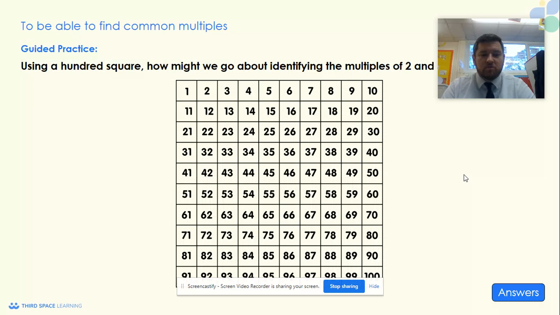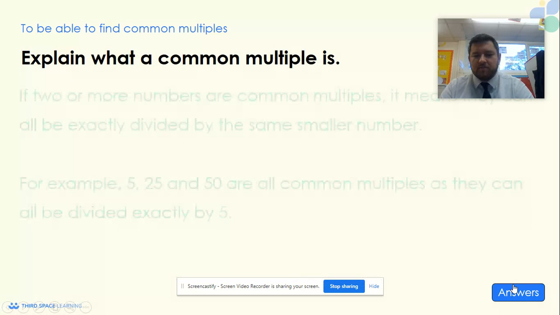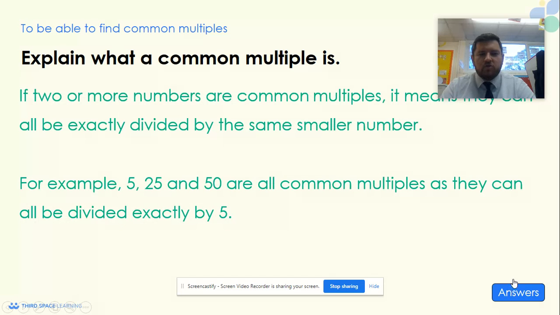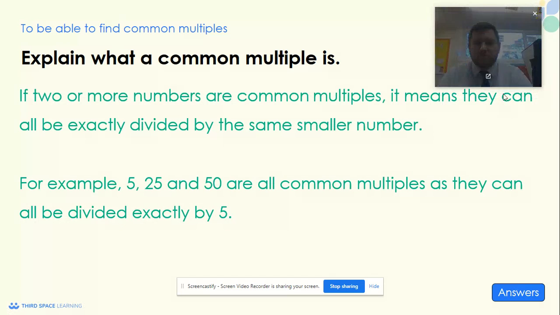So, what is a common multiple? If 2 or more numbers are common multiples, it means they can all be exactly divided by the same smaller number. So 18 from before can be divided by 2 to get 9, or it can be divided by 3 to get 6. So it is a common multiple of both those numbers. Here we have another example. 5, 25 and 50 are all common multiples as they can be divided exactly by 5. 5 divided by 5 is 1, 25 divided by 5 is 5, and 50 divided by 5 is 10.